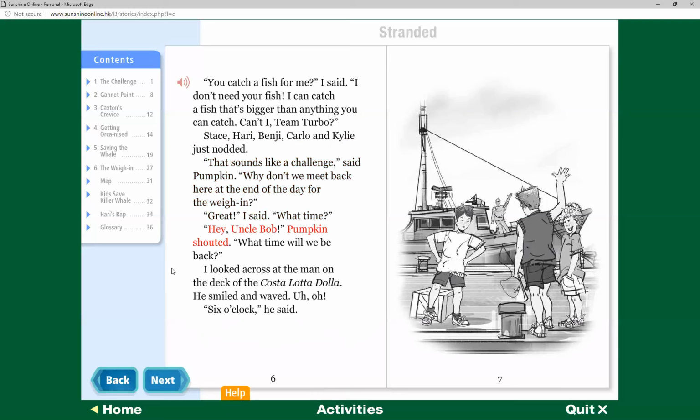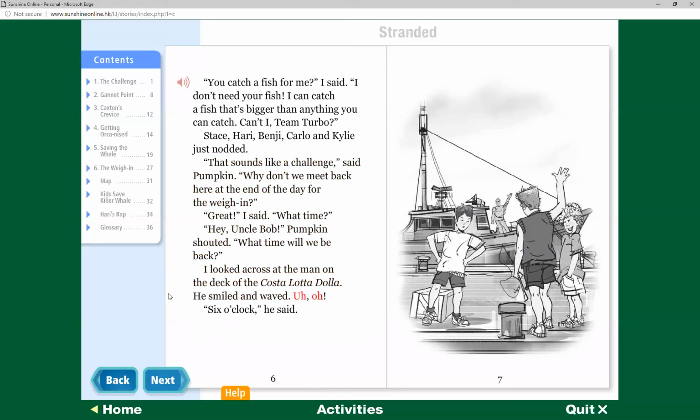Hey, Uncle Bob, Pumpkin shouted. What time will we be back? I looked across at the man on the deck of the Costa Lotta Dollar. He smiled and waved. Uh-oh. 6 o'clock, he said.